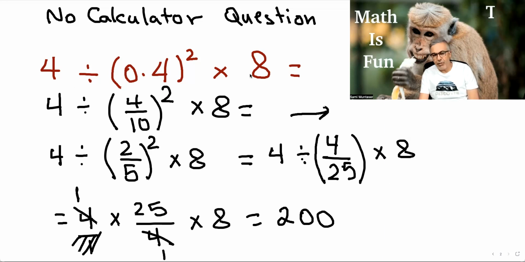So instead of doing long division and making this crazy, squaring the 0.4, getting 0.16, and then going 4 divided by 0.16, doing long division, adding 0, finding a remainder, this, that. No, change to fractions. I know a lot of students don't like fractions, but fractions make this a lot faster and a lot easier.